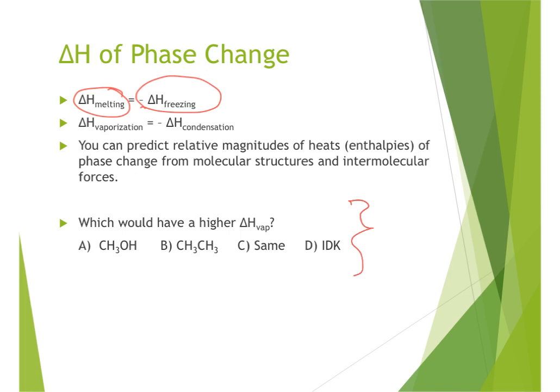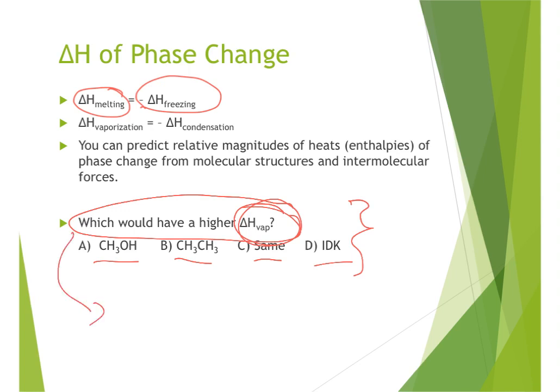Let's see how you do trying to take some information given throughout Chapter 5 so far and see if you can pull it together to answer this question. Which of these four substances would have a higher change in enthalpy of vaporization, or heat of vaporization? What is that saying? Let me reinterpret that. Which of these substances would require more heat, more energy, to boil or vaporize?